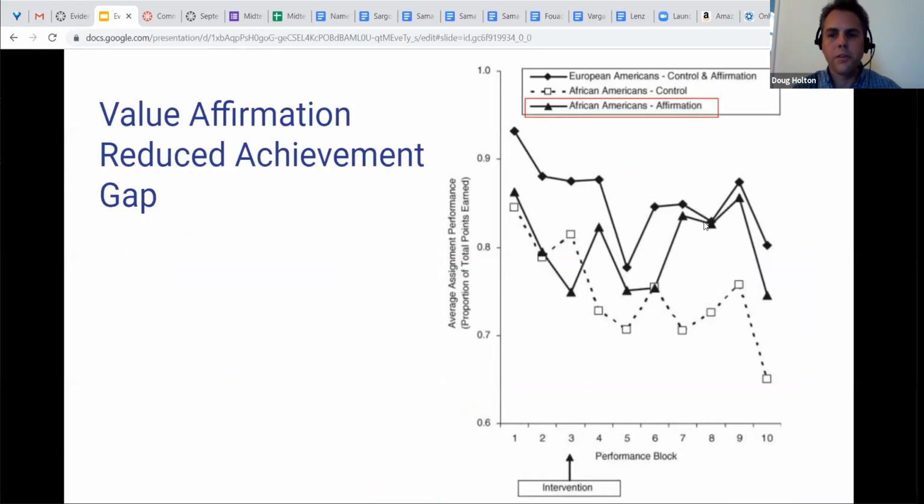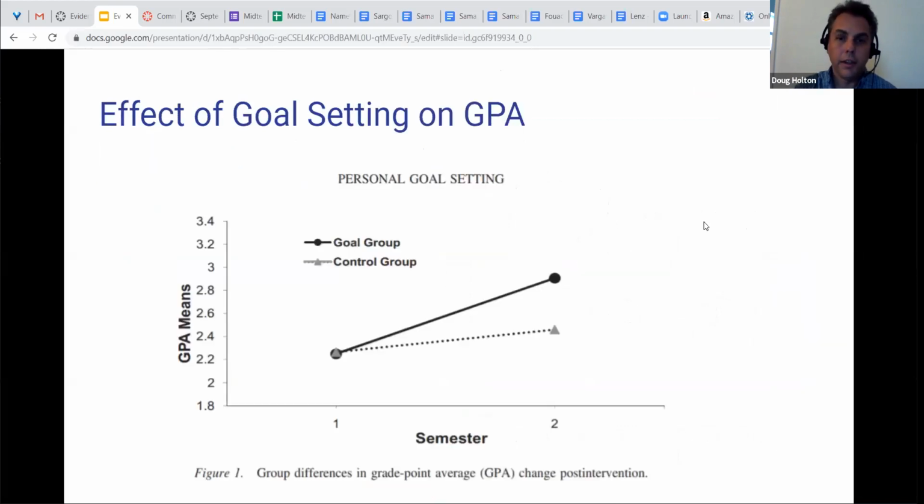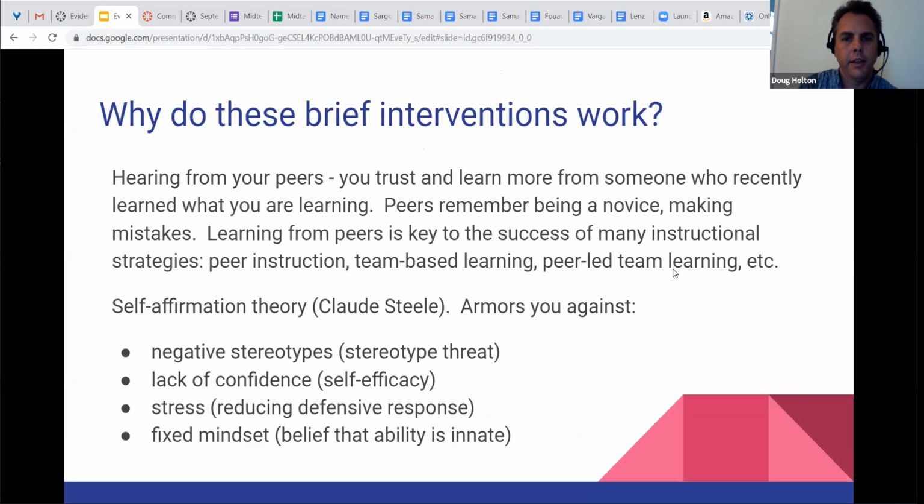So again, this one little quick survey had some pretty amazing impacts later in the course. And the goal setting one, I only have this one graph. It just shows that it did improve GPA to some extent in students who did the goal setting intervention. And some of the reasons why some of these strategies work, and I'm going to tell you about some others too. Some of the strategies involved peers learning from each other.